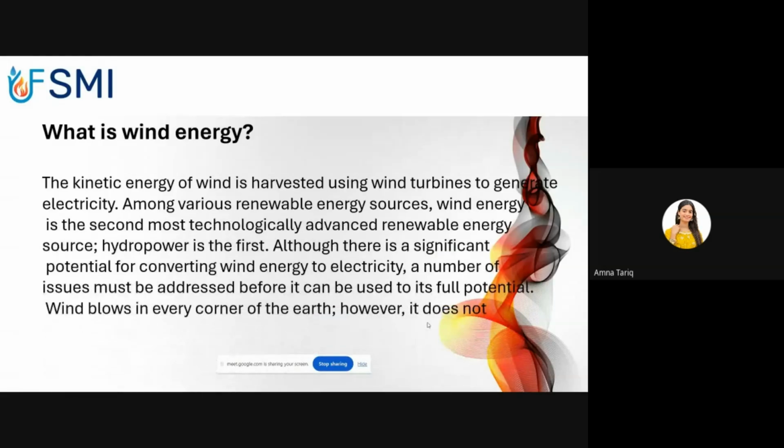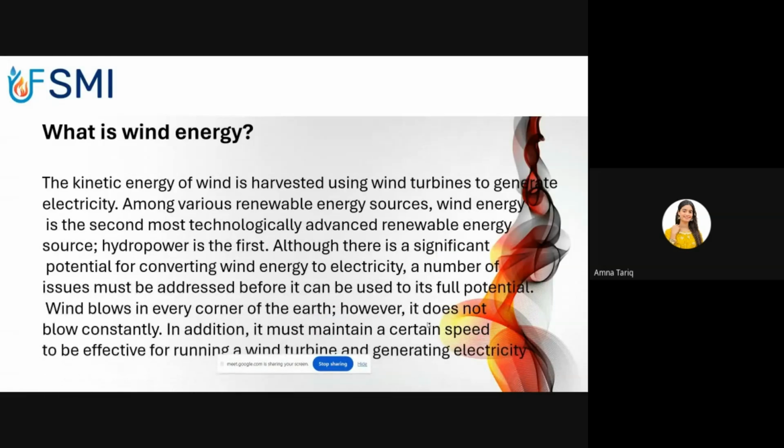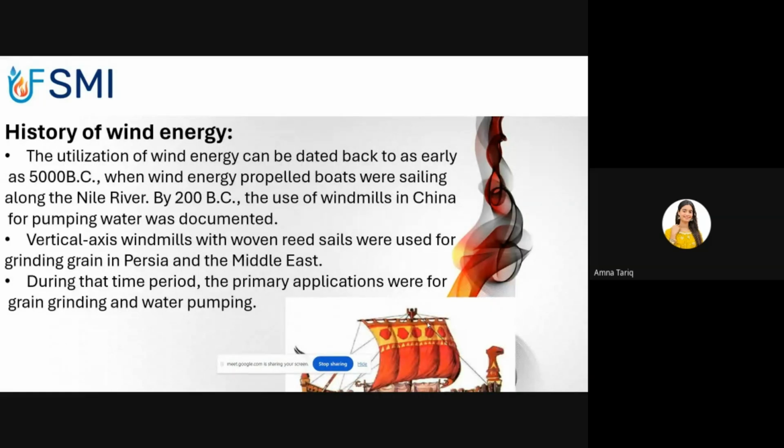So we also study the history of wind energy. The utilization of wind energy can be dated back to as early as 5000 BC, when wind energy propelled boats sailing along the Nile River. By 200 BC, the use of windmills in China for pumping water was documented. Vertical axis windmills with woven reed sails were used for grinding grain in Persia and the Middle East. During that time period, the primary applications were grain grinding and water pumping.